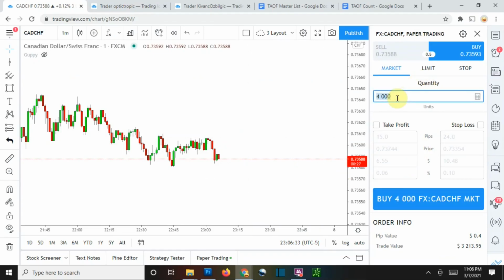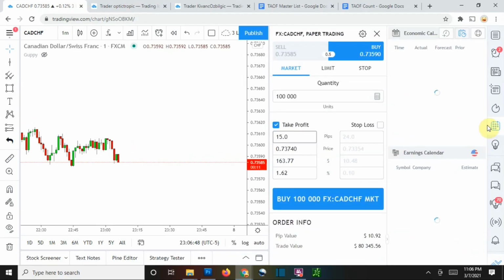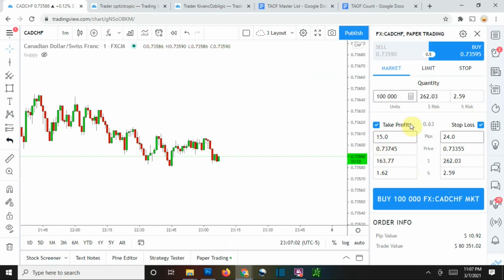You can enter in whatever quantity you want here. And it will give you down at the bottom your total trade value. It'll give you your pip value. If you play around with the take profit and the stop loss, oops, didn't mean to hit that one. Take profit and the stop loss, you can see that it also gives you your total risk for this trade, wherever you're placing your stop and so on. And so it gives you basically all the information. It's basically like a complete trade calculator all in one right here on the side of the screen.